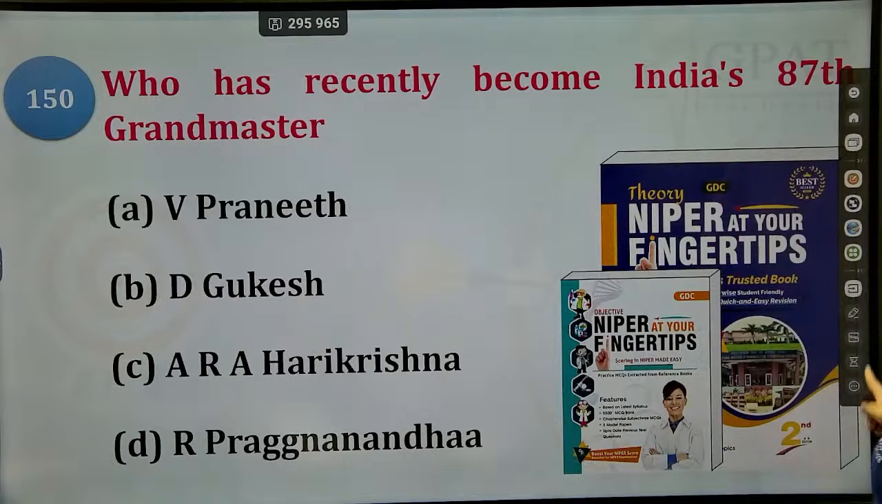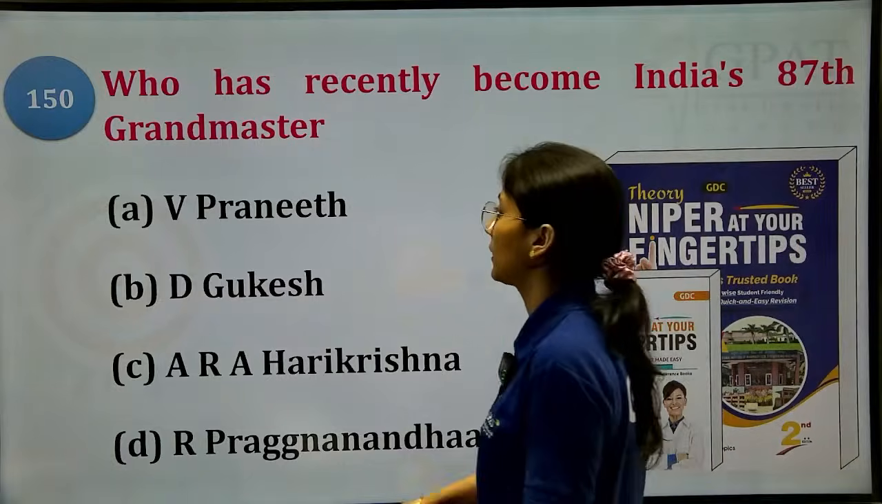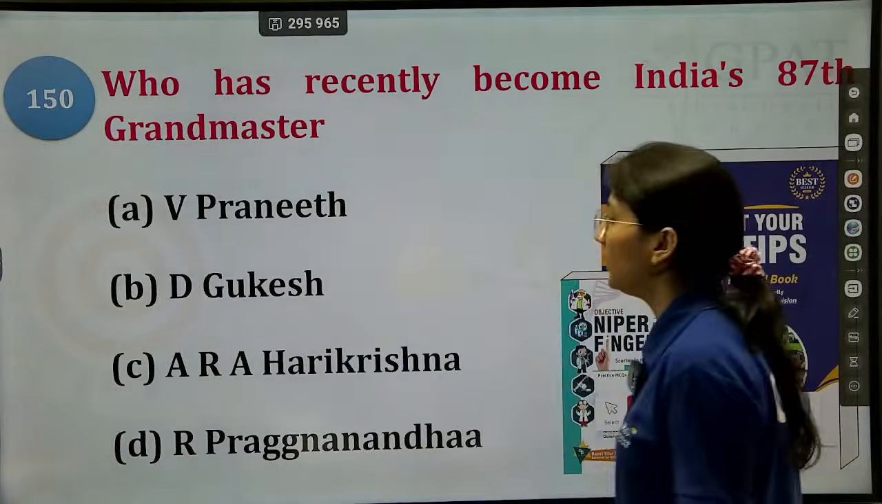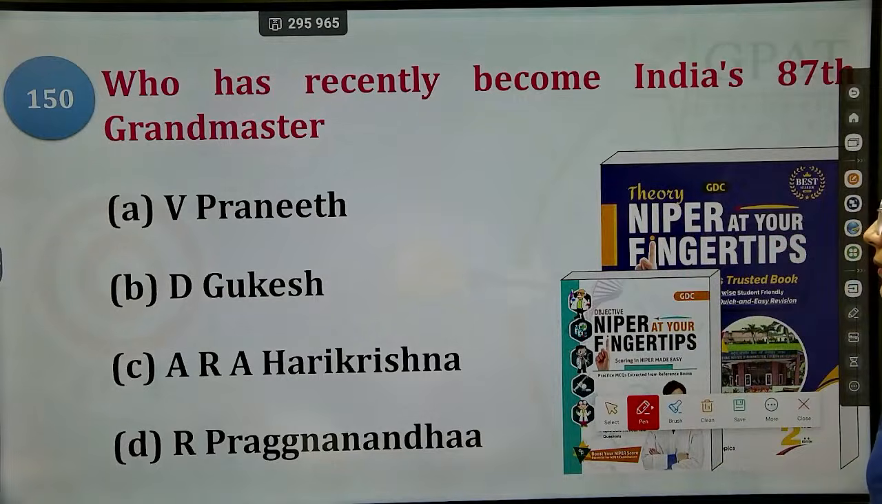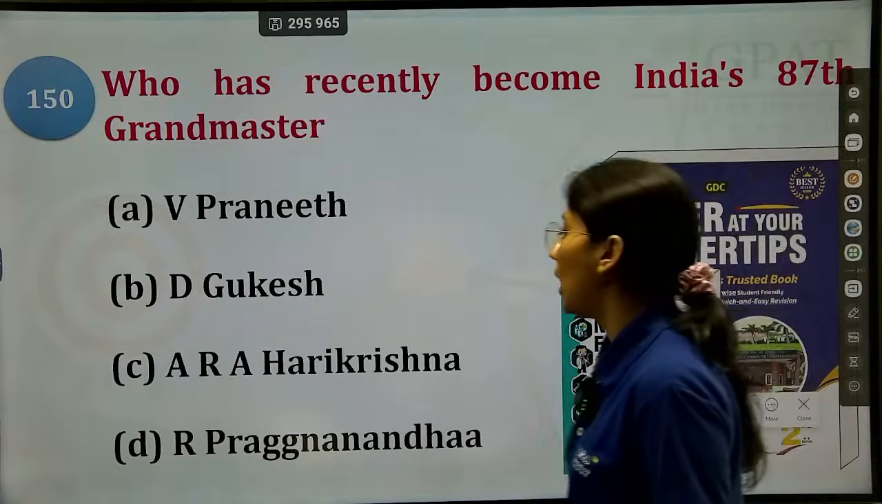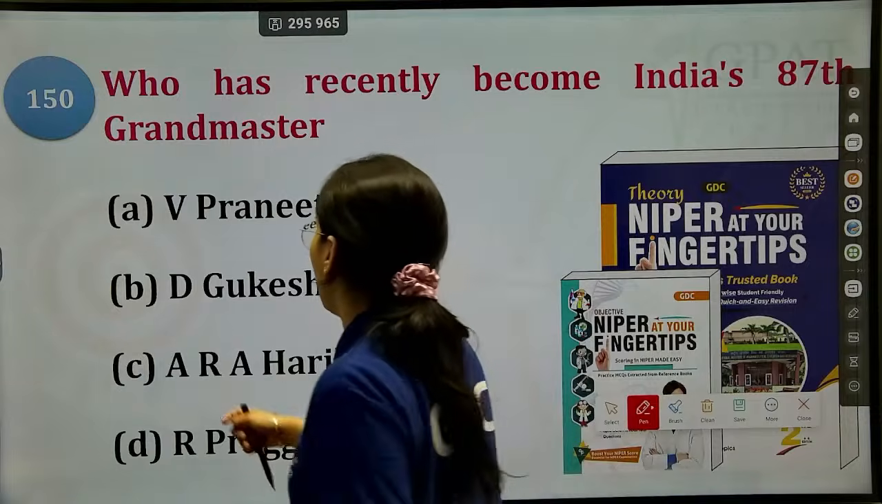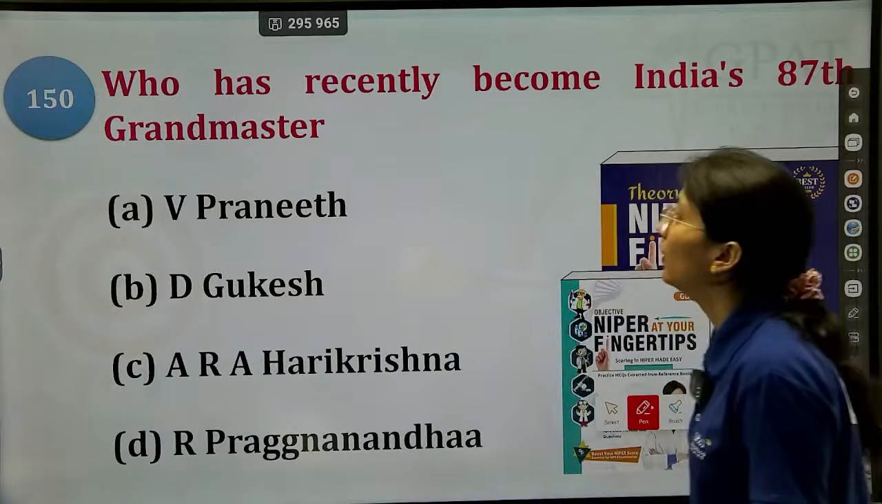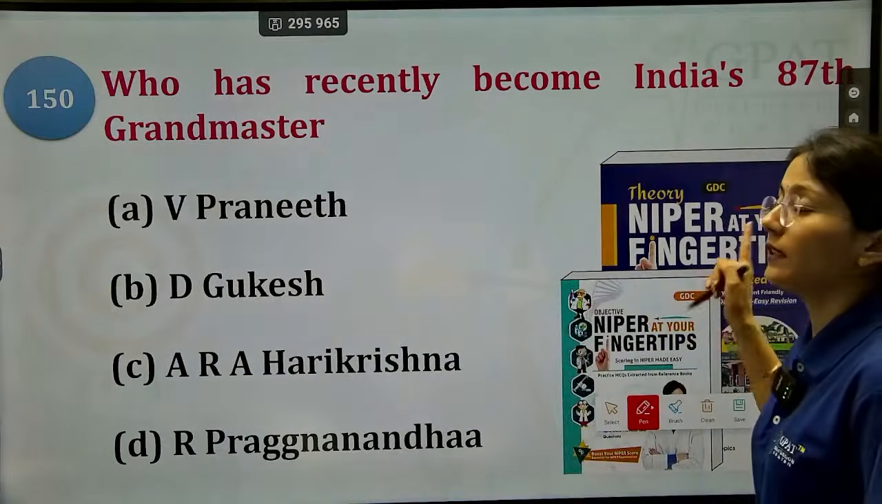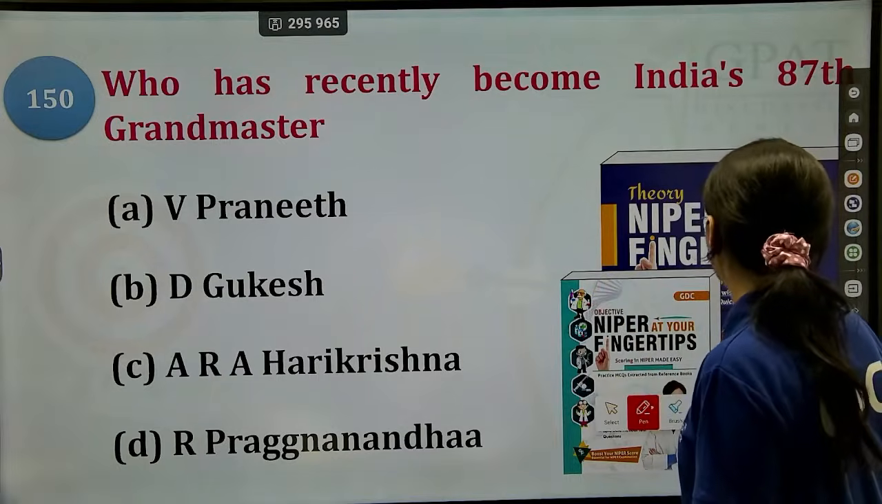Who has recently become India's 87th Grandmaster? V. Praneeth, A.R.A. Harikrishnan, R. Praganandan. The answer is what? That is A.R.A. Harikrishna has recently become India's 87th Grandmaster.